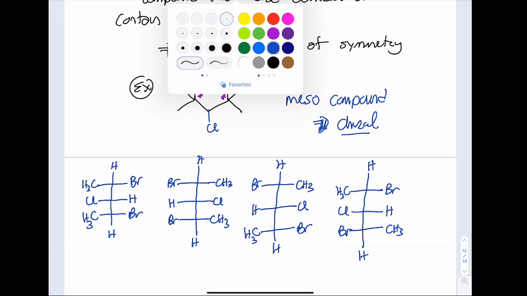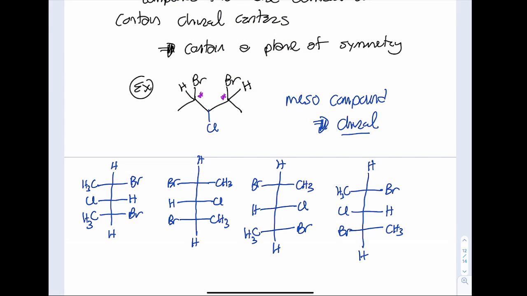I'm going to do the configuration pretty quickly, but again, I want you to do it yourself, so please just hit pause if you want, and then do it on your own. So 1, 2, 3. If you have questions, you can always ask me. So that's clockwise, so this is R. And then 1, same 2, 3. And that is counterclockwise, so that's going to be S.